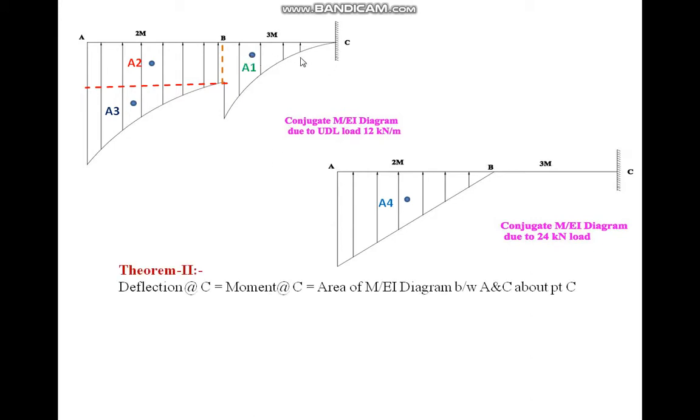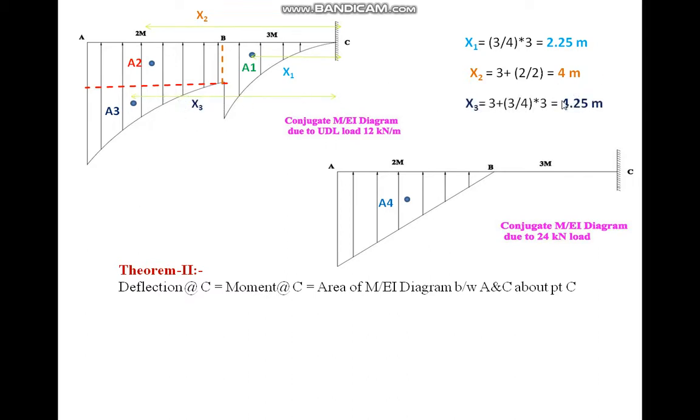The next is theorem number 2, with the same diagram. You only calculate the distance of the centroid from point C. Here x1 from point C is three fourths of the base, which is 2.25. For A2, x2 is 3 plus 2 by 2, which gives 4 meters. x3 is 3 plus three fourths of base 2, which gives 4.25 meters. x4 is 3 plus two thirds of the base 2, which gives 4.33 meters.